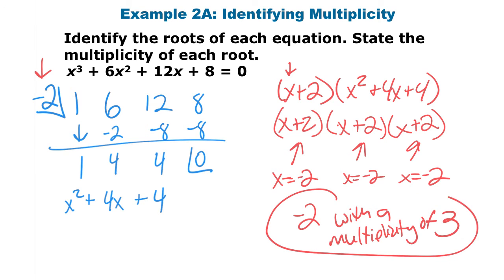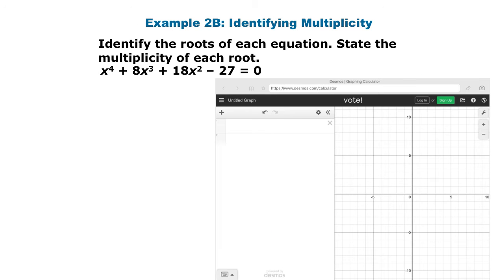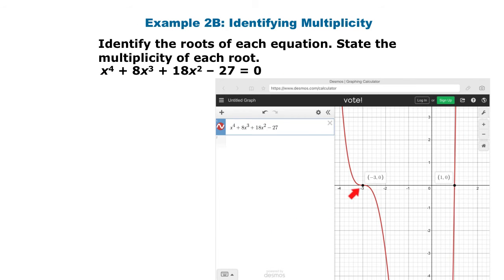So it shows up 3 times. We cannot see that from the graph that we were looking at. We can only see that by factoring it out completely. In this one, I've graphed just to get us started, and I can see that there's going to be at least one root at -3 and at least one root at 1.